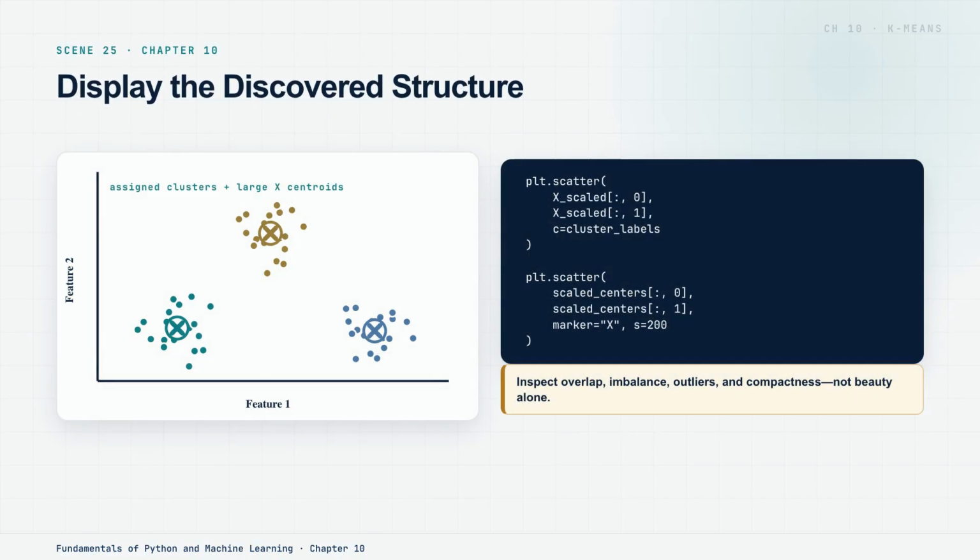For two-feature data, we can visualize the assigned clusters. Each point is colored according to its KMeans label. The large markers represent the centroids. Visualization helps us inspect whether the groups are compact, overlapping, imbalanced, or affected by outliers. However, a visually attractive result is not enough. The groups must also be evaluated quantitatively and interpreted according to the problem.